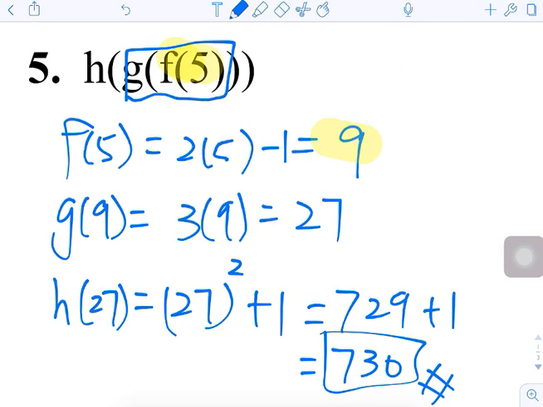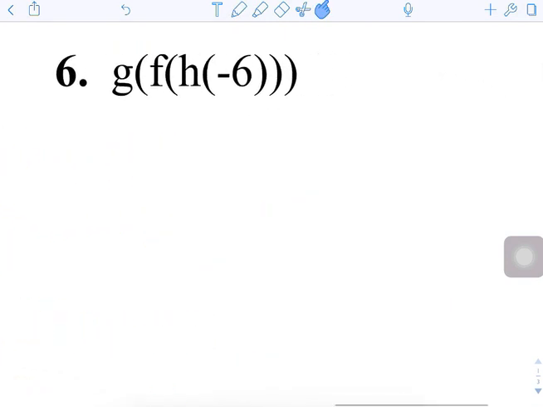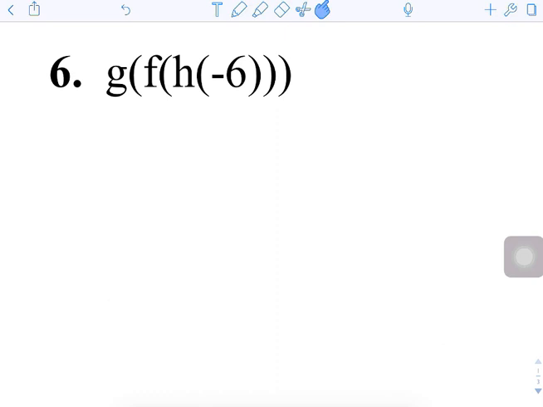Okay, so that's that. Let's try number 6. Number 6, we have a negative number, but still the same process. Okay, so I'm going to give you guys a few seconds to do it. So pause the video really quick. Okay, now let's do this.